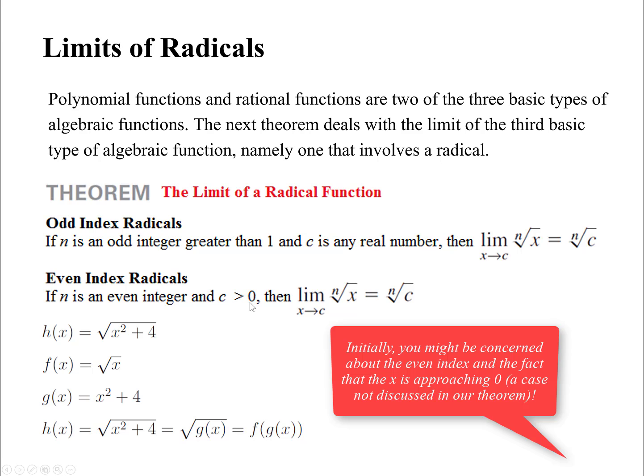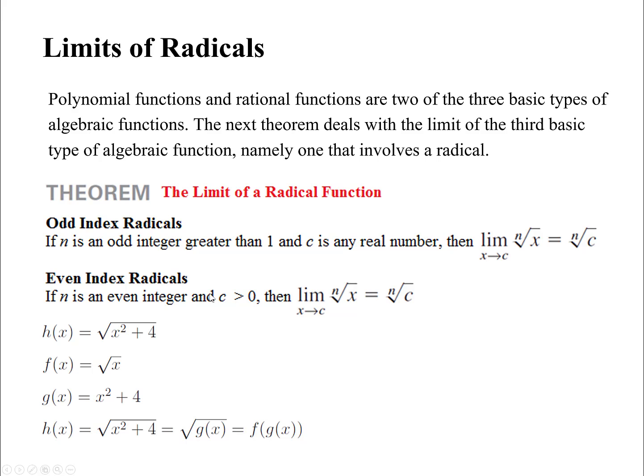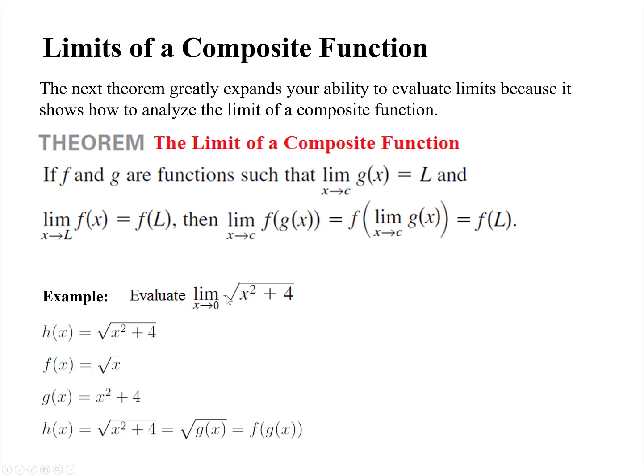One, this theorem doesn't tell us what to do if c is 0. It doesn't say the limit does not exist. Rather, it just says what happens when c is positive and you have an even index radical. So this theorem cannot be applied to this problem on two grounds. One, c is 0, and two, this is not just simply the square root of x. You have a composite function here, as we see.